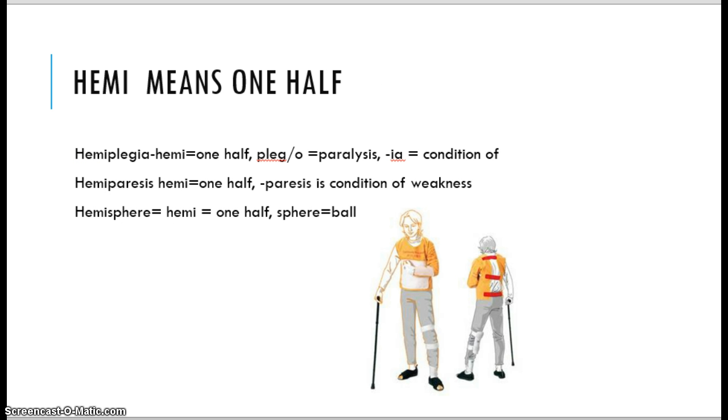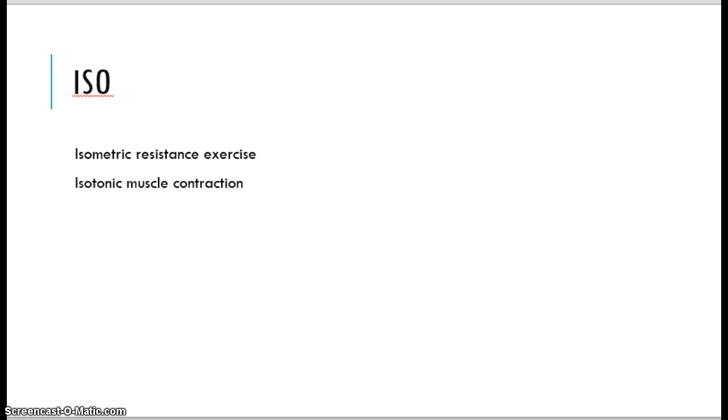Hemi means one half. When you have hemiplegia, it is a paralysis of half the body, usually after a stroke. Hemiparesis then is the weakness that goes along with that. And then hemisphere is another hemi word that we think of the world, like in the northern hemisphere, and sphere actually means ball.